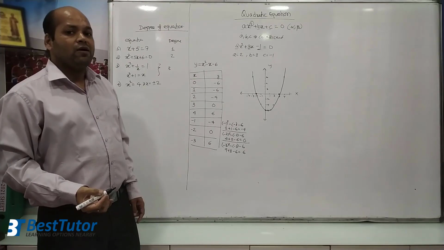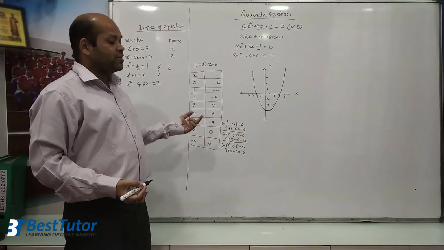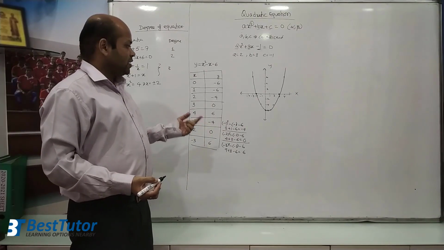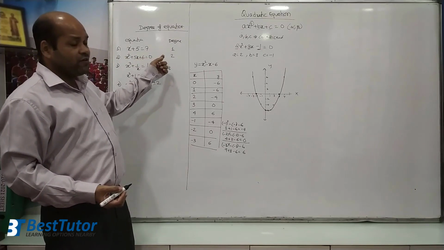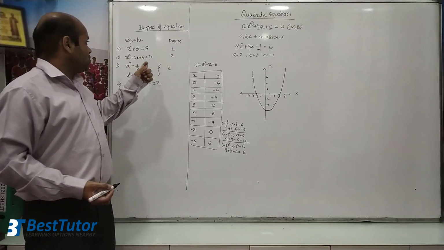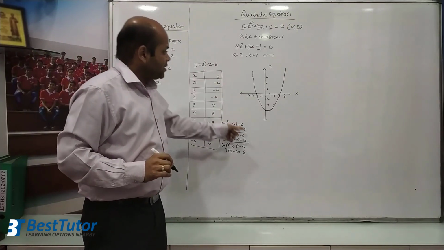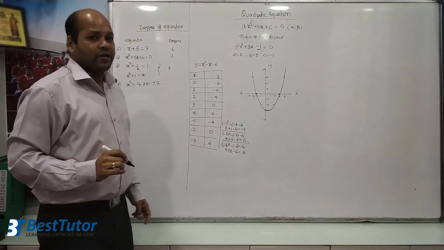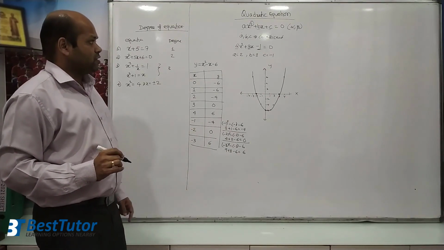This is the shape of a parabola. That is a quadratic equation. Generally, an equation like x plus 5 equal to 7, and I get x equal to 2, is going to be a straight line. But this is a shape which is a quadratic equation. Okay, this is the shape of a quadratic equation.